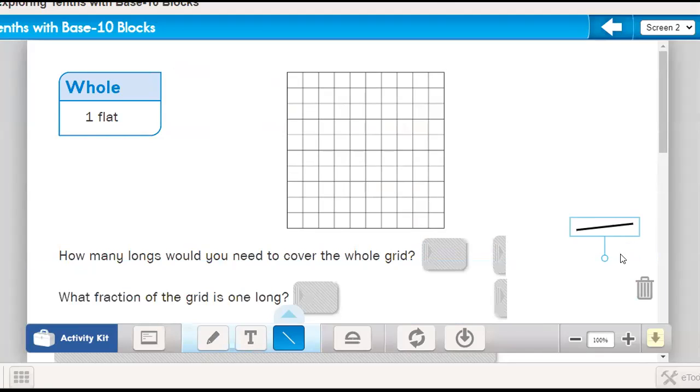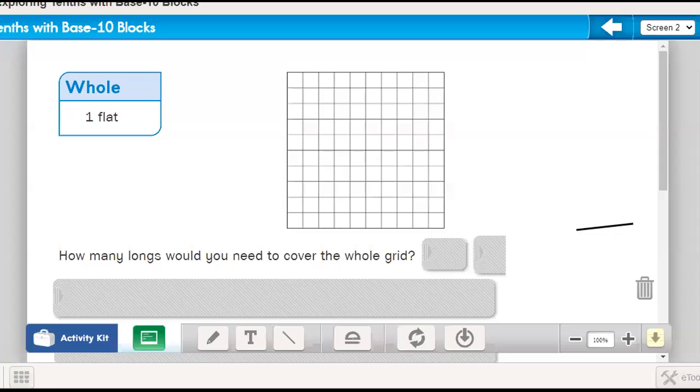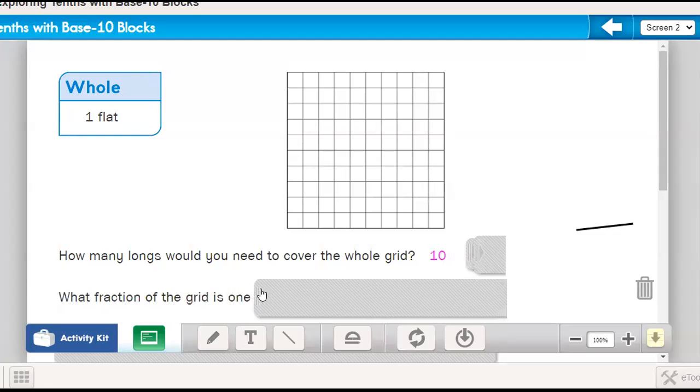Just gonna throw that aside. We would need 10. Okay, so our next question, what fraction of the grid is one whole row? Well, if there's 10 total and we used one whole one, that would bring us to 1/10.